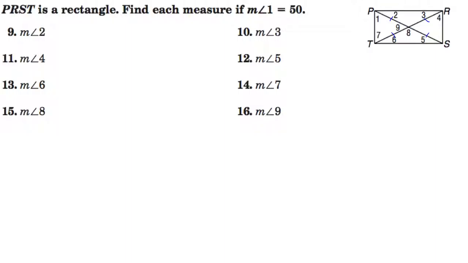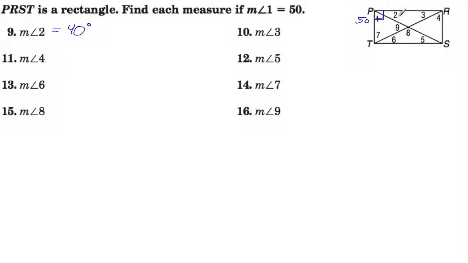So they tell us that angle 1 is 50 degrees. We can basically find all the other angles from that. So if angle 1 is 50, notice this makes a right angle. It's complementary to angle 2. That means that angle 2 is going to equal 90 minus 50, which is 40.